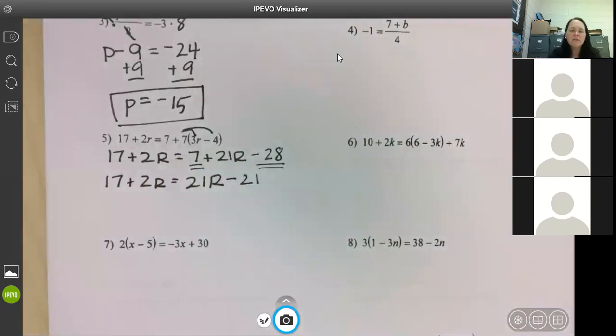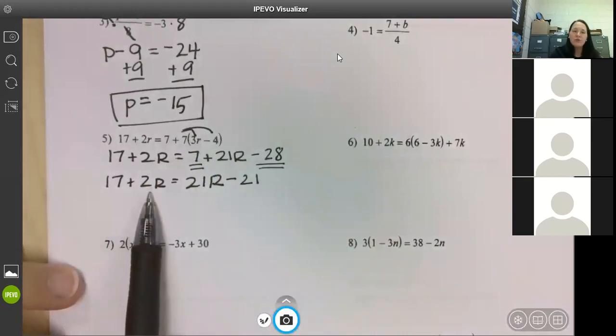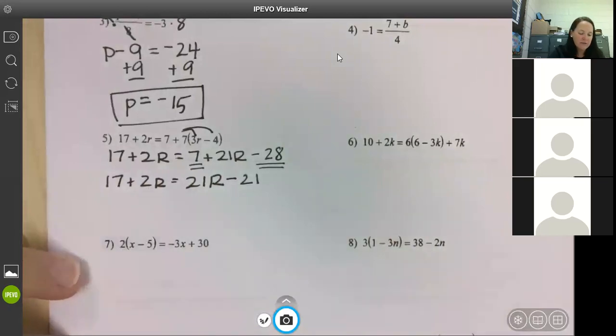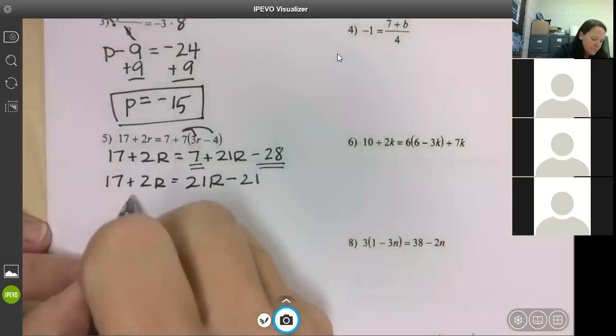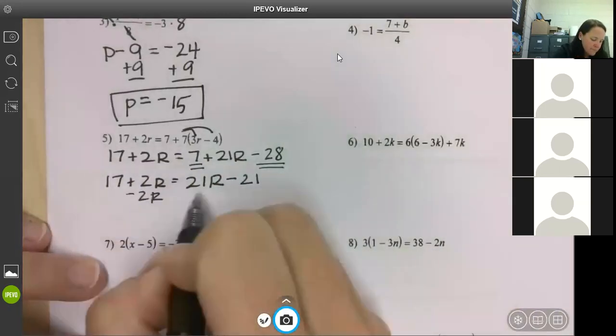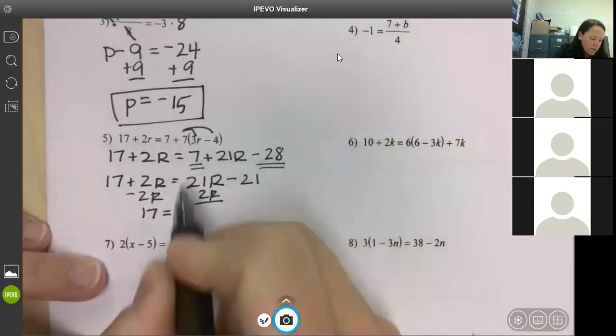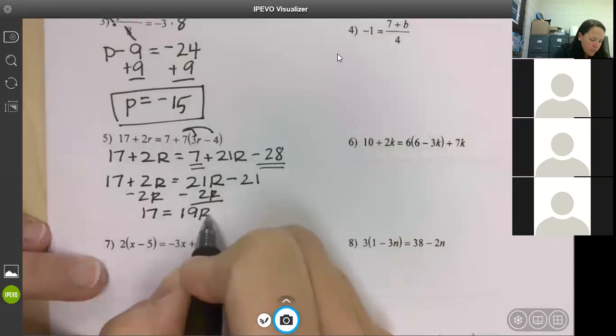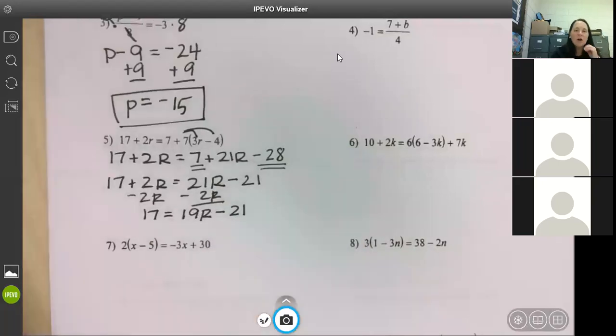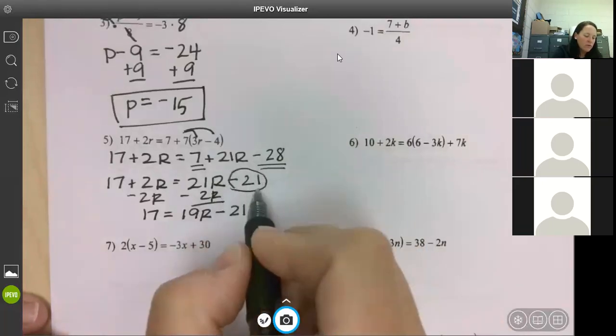I always move the smallest one. It doesn't matter which one you move. You can move whichever one. But I always move the smallest one. So the smallest one is 2. How do I get rid of a positive 2? Subtract 2. So we get 17 equals 19R minus 21. Make sure you bring down that full negative 21.